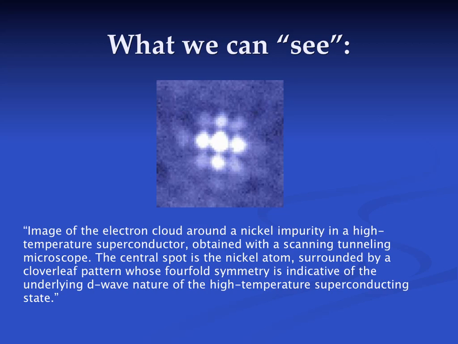What we can actually see here is a picture. This is of a nickel atom, and this is an image of its electron cloud. You can see it has this interesting sort of clover leaf shape. And this was taken using something called a scanning tunneling microscope. What it says here is that the central spot is the actual atom itself, surrounded by this clover leaf pattern. And this indicates something about the nature of the pattern that the electrons form in this atom.